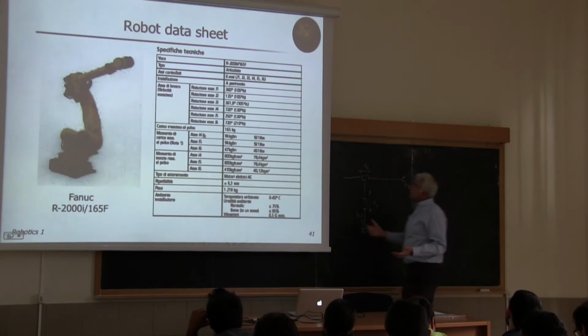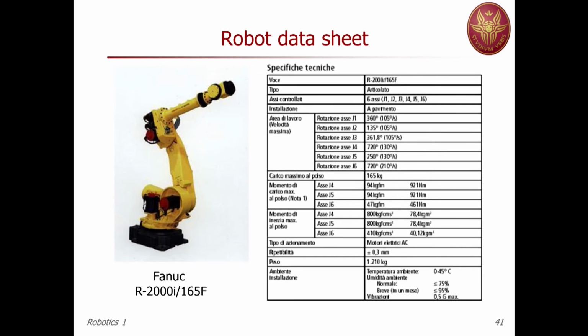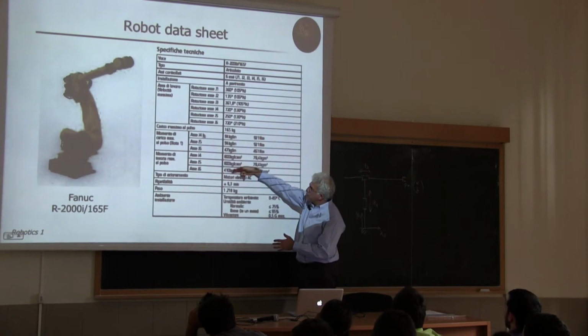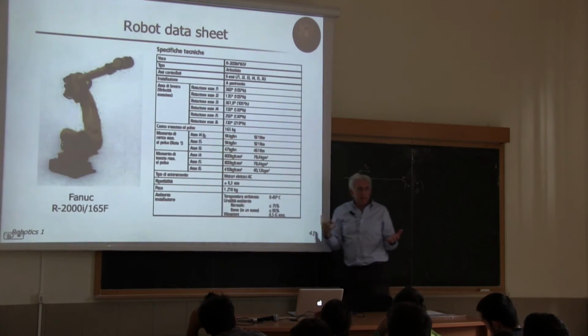Other joints, typically the farther joints which move less mass, can move faster, 130 degrees per second. The last joint, which is this rolling axis, can go up to 210 degrees per second. Okay. Now this is a very important part. Before leaving this table, I will skip this part which refers to the dynamic aspect of the robot.